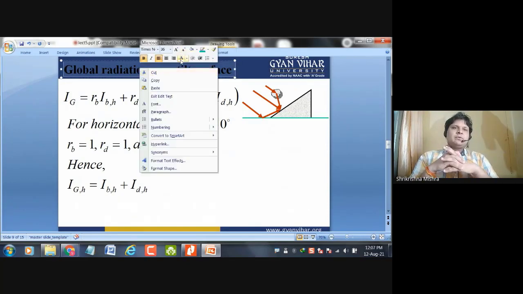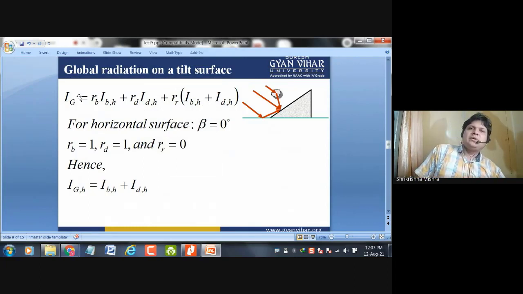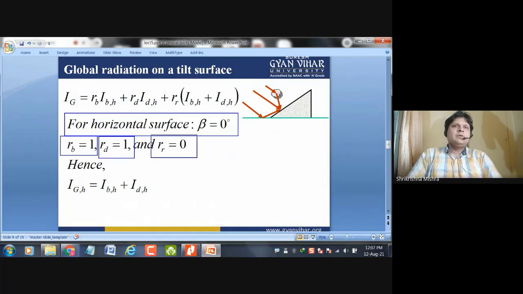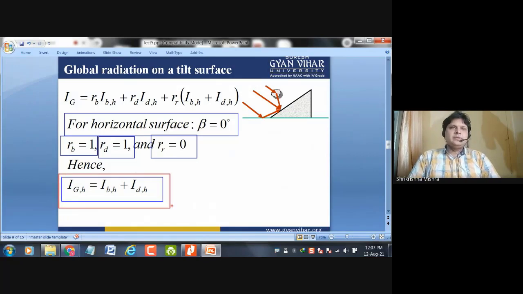In this formula, students, for a horizontal surface, your value of beta will be equal to 0. And for a horizontal surface, RB, the factor for beam radiation, is equal to 1, RD is equal to 1, and RR is equal to 0. Hence, the formula simplifies directly, and the simplified formula becomes IGH is equal to IBH plus IDH. This is the formula. All right.